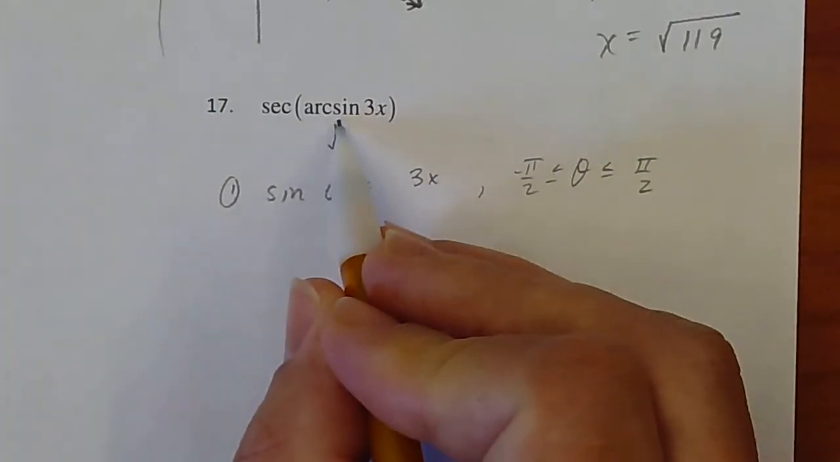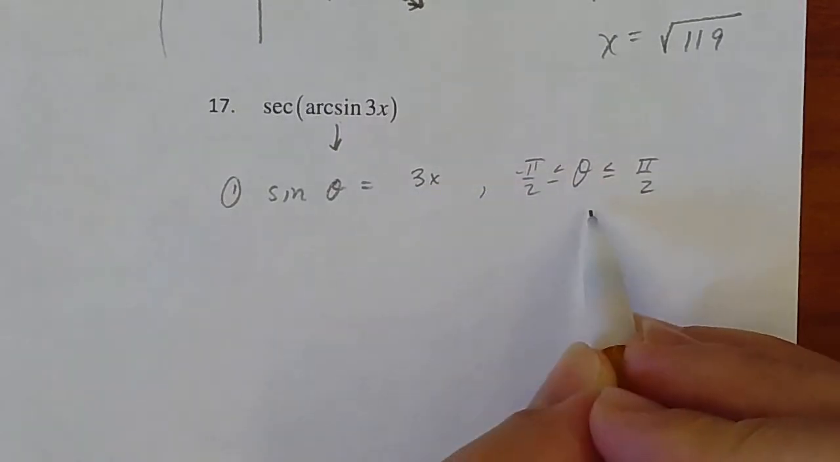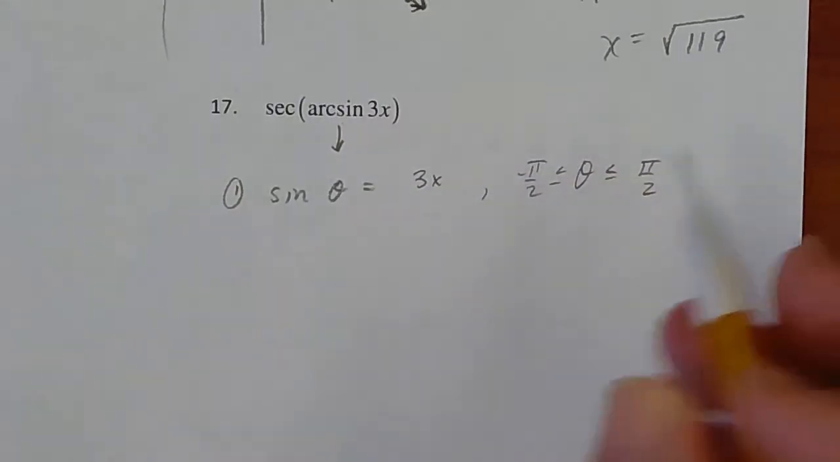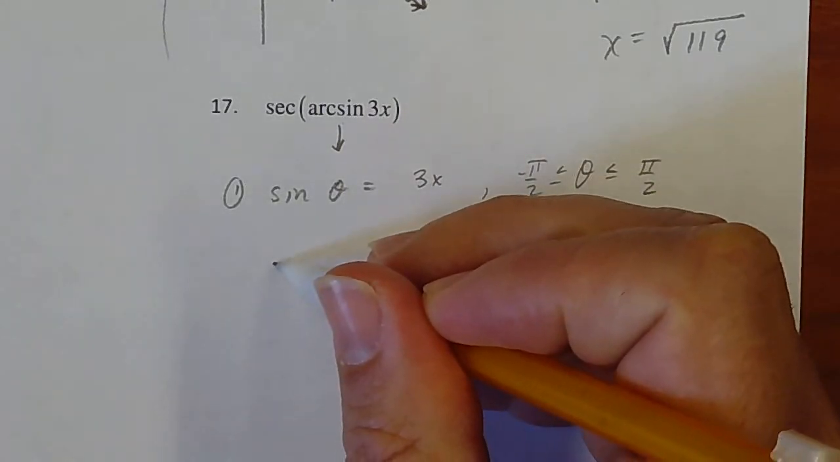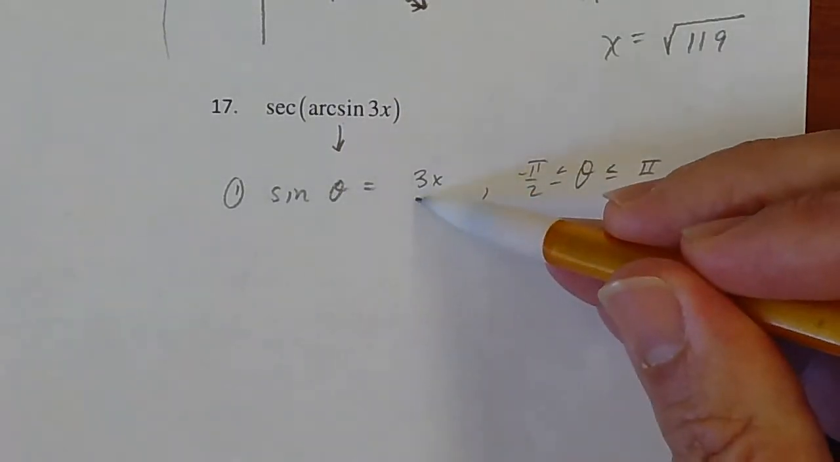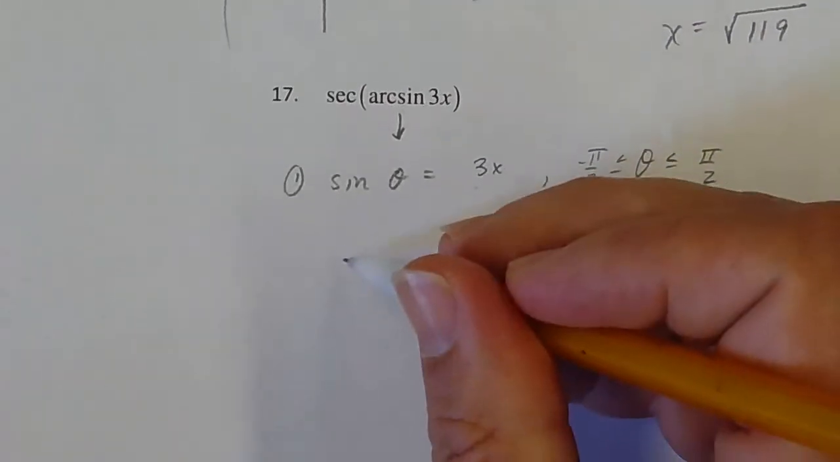So we're still going to start here. Sine of what angle gives me 3x? And there's the restrictions on sine. Okay, so what quadrant is it going to be in? Either first or fourth, but sine's positive. So just the opposite of the problem above. When sine was negative, we put her in the fourth quadrant. This one's positive, so we're going to put her in the first quadrant.